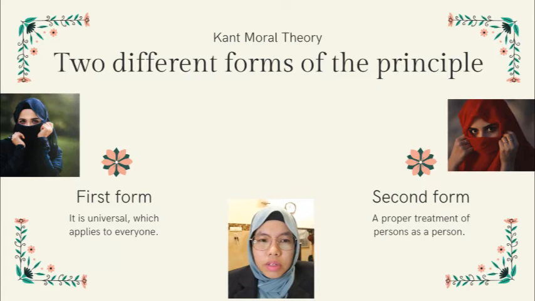The second formulation asks us to consider what constitutes the proper treatment of persons as persons. According to Kant, one key characteristic of a person is their ability to set their own goals.